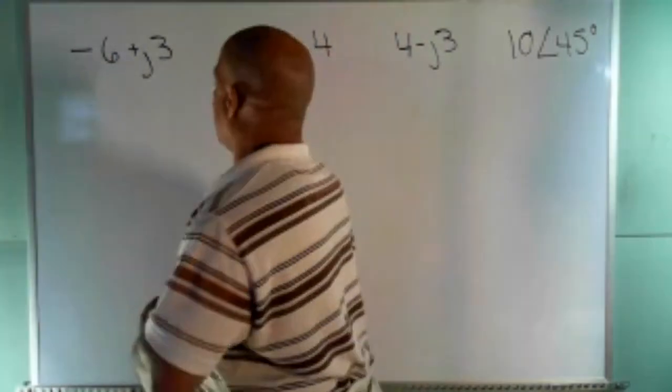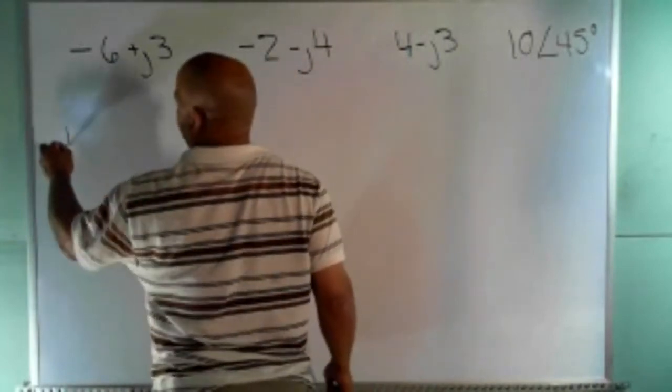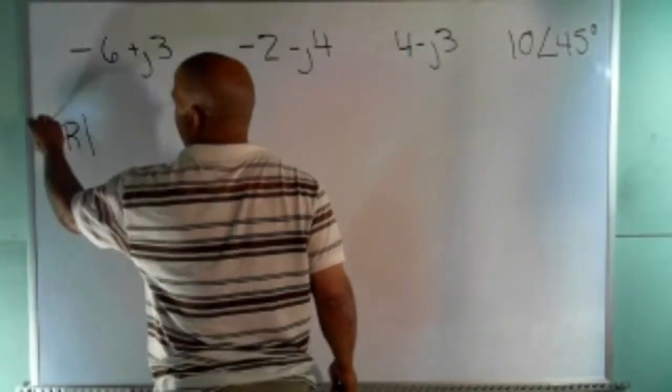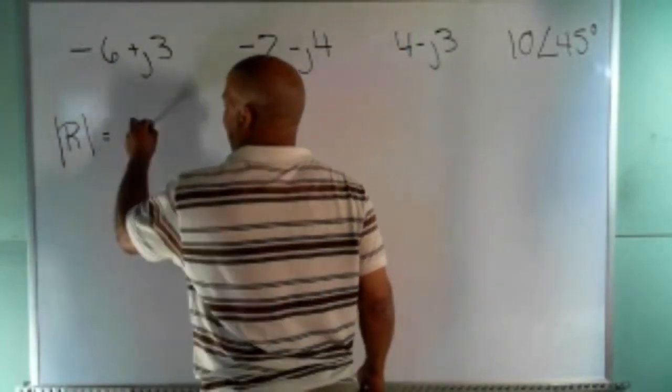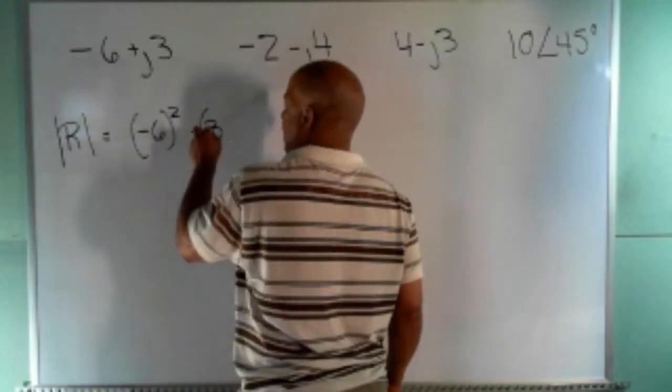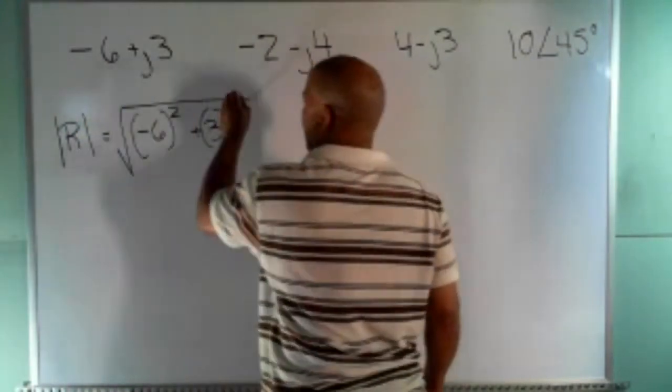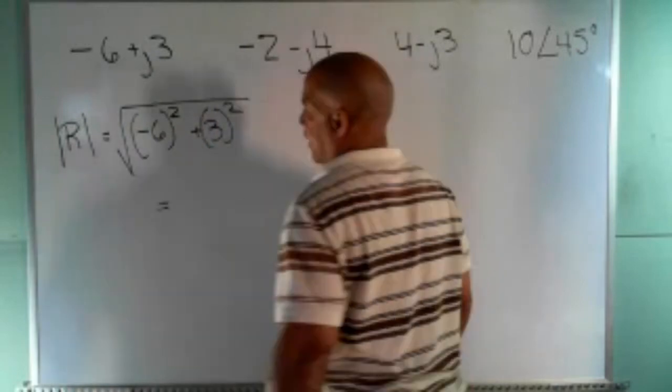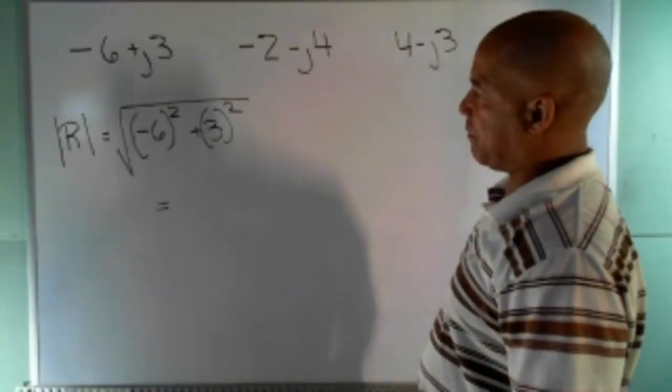So I'm going to get my radius vector length. I'm taking minus 6 squared plus 3 squared, square root it. Somebody tell me what you got for that. What'd you get for that?